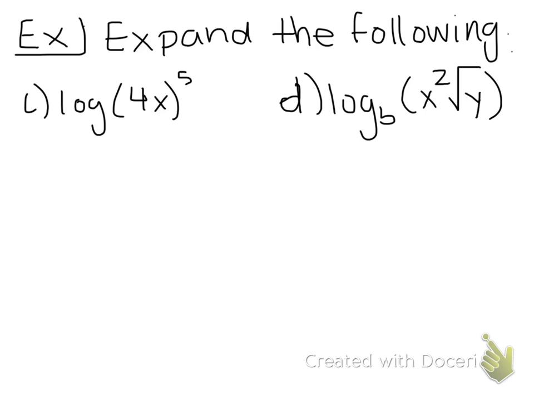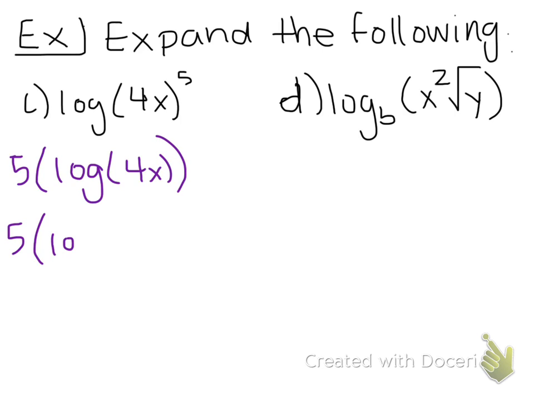So now we're going to get into more properties. For letter C, I have a power and I have a product. So let's address the power first. I'm going to move the 5 out front, and then I have log of 4x. Now I still have the product rule that I need to expand. So when I expand that, I now have log 4 plus log x. Either you leave the 5 and you leave them in parentheses, or you can distribute the 5 into both, and your answer would be 5 log 4 plus 5 log x. Either one of those would be acceptable for an answer.